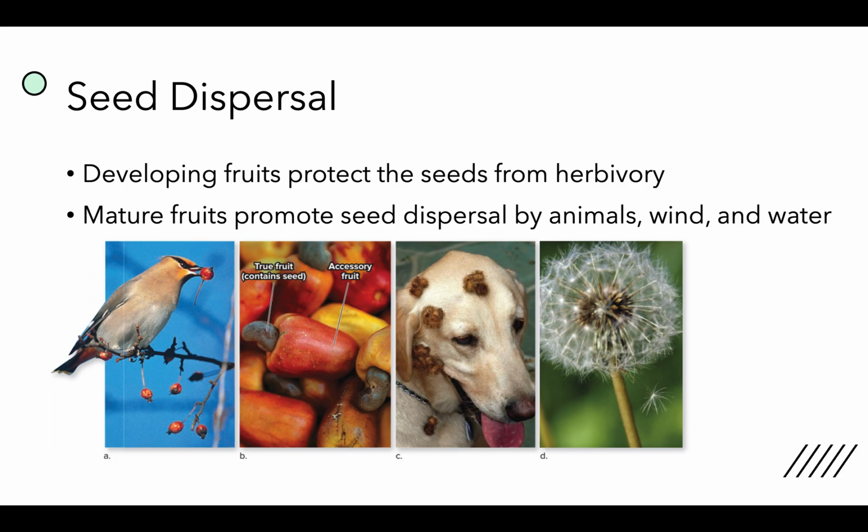These changes relate to the second function of fruits, which is to promote seed dispersal by animals, wind, and water. Regardless of the transportation mode, the seeds are often deposited far from the parent plant, promoting reproductive success by minimizing competition between parent and offspring.